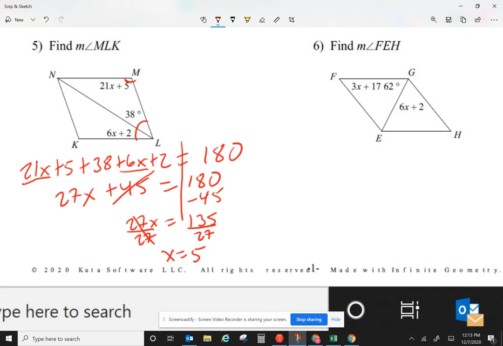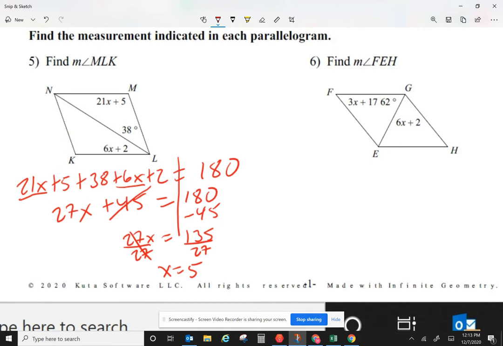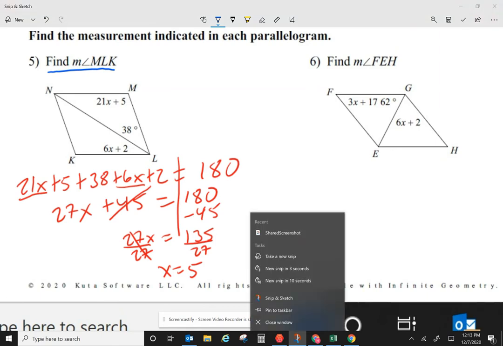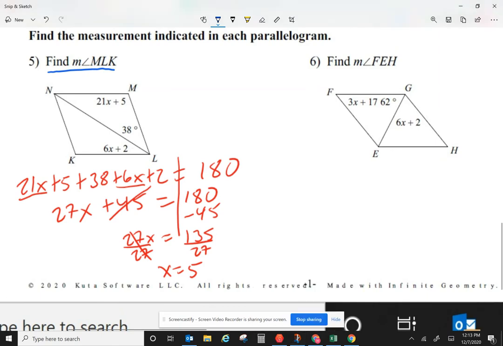X equals 5. Now be careful with the instructions. If the instructions are solve for x, x equals 5, you're done. However, here it says find the measurement of angle MLK. Right, if I look at the points MLK, I'm talking about this corner.